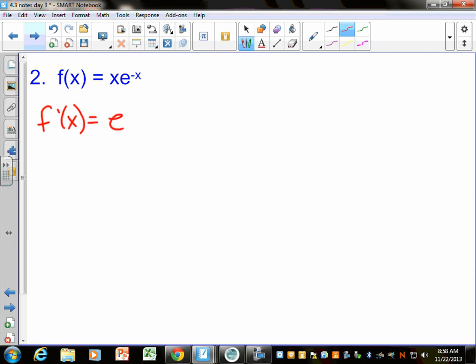Just 1 times e to the negative x plus x times, what's the derivative of e to the negative x? E to the negative x times negative 1, so I'm just going to change that to minus there. Are you okay with that? Remember, use chain rule, or e to the u times u prime. If I'm setting this equal to 0 and I have an e in that problem, I'm always going to try to factor that out if I can. So I could factor out an e to the negative x, and I'd be left with 1 minus x.